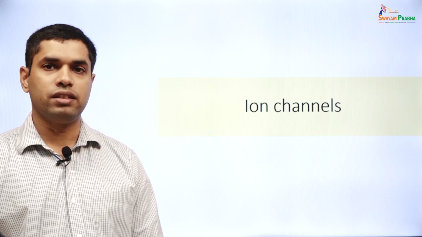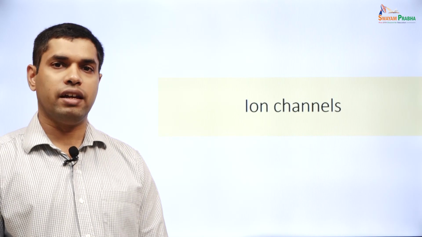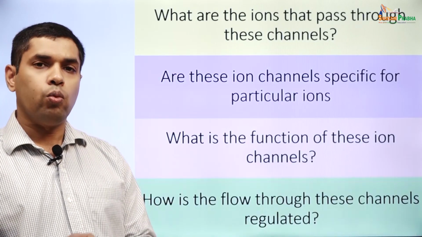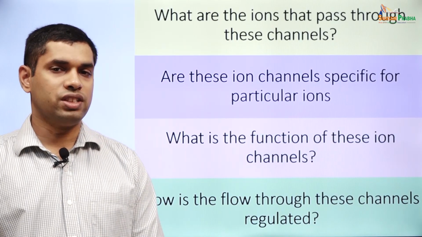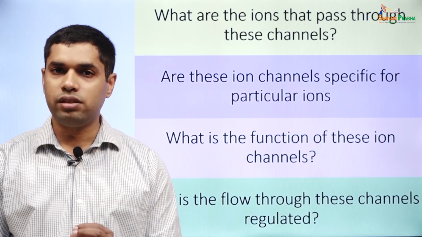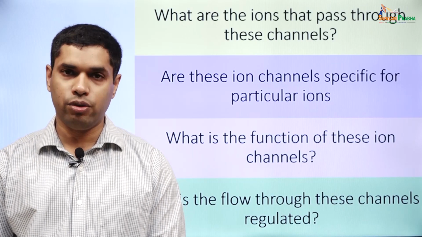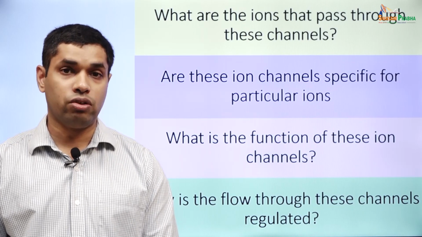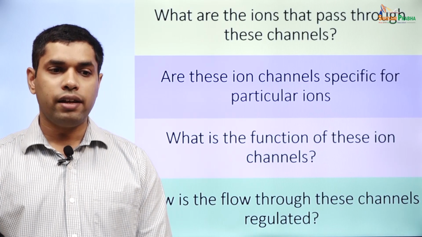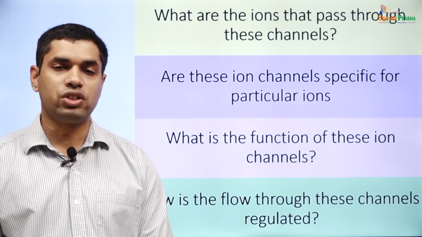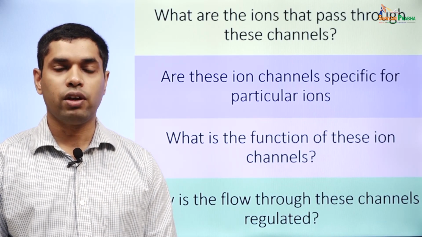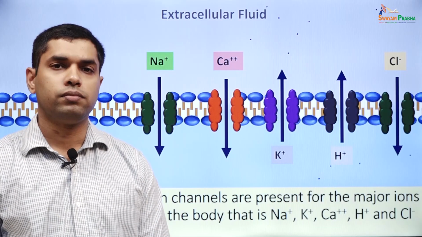But before we start this study, whenever we consider any ion channel, there are four basic questions that we should keep in mind. We should ask ourselves, what is the ion that passes through this ion channel? Is the ion channel specific for that particular ion? What is the function of this ion channel in the normal physiology or in a diseased state? And when an ion passes through this ion channel, how is the flow through this ion channel regulated, or what is the gating? So let's begin.